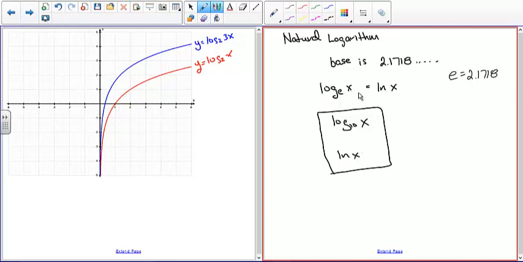So the natural log and e to the x, these are inverse functions because they have the same base. This is the same as log to the base e of x.